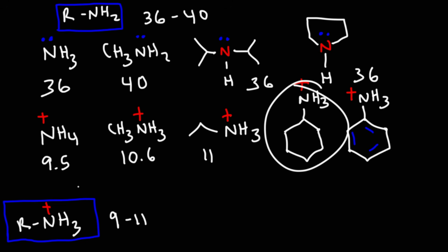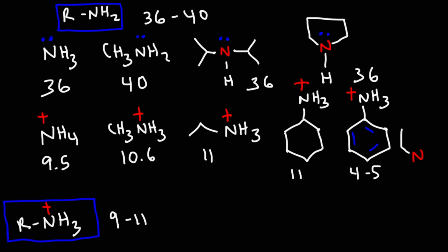So the pKa for cyclohexylammonium, that's around 11. But with a benzene ring, it's going to be less. It's 4 to 5. And even if you were to see this structure where the nitrogen is part of the benzene ring, the pKa is still around the same.